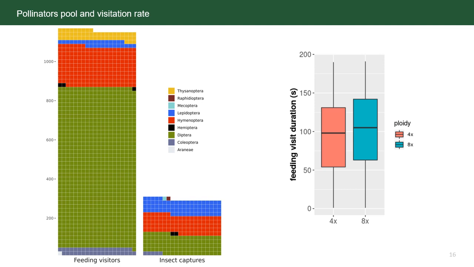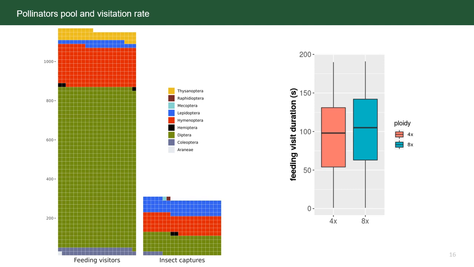On the plot on the left, you can see the column on the right says insect captures. These are insects that we captured flying around on the site, not necessarily visiting flowers. There is a roughly equal amount of blue, red, and green, which correspond to butterflies, bees, and flies. On the column on the left, you can see the visits of insects to Senecio doronicum. This column is dominated by the red and the green especially, which correspond to bees and flies. This means that basically there is a disproportionate amount of flies and bees visiting Senecio than what was available at the study site.